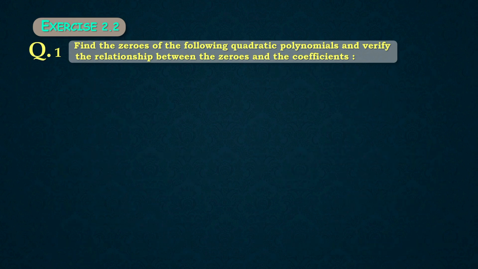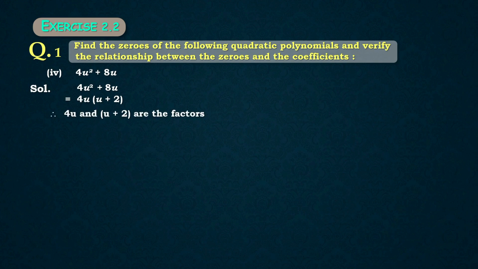Now let us solve question 1, part 4. We are given the quadratic polynomial 4u squared plus 8u. First, we take the common factor from both terms. Both terms contain 4u. So we take 4u common. This gives us 4u multiplied by u plus 2. So, the factors of the polynomial are 4u and u plus 2.